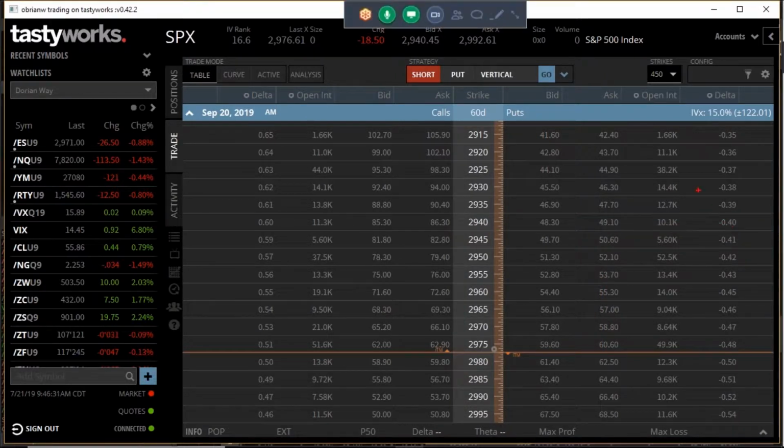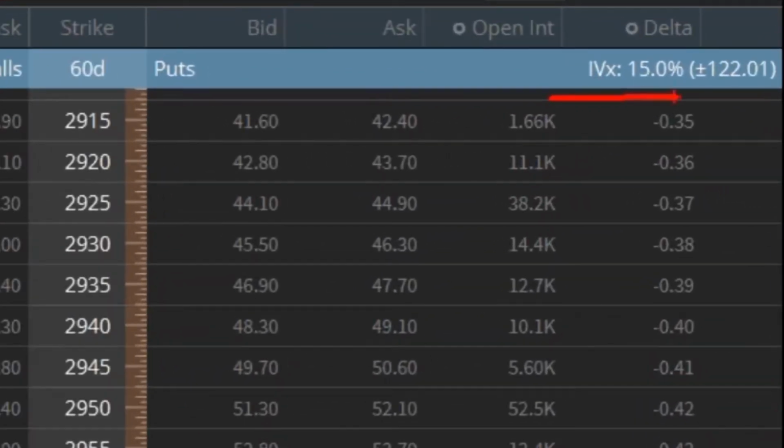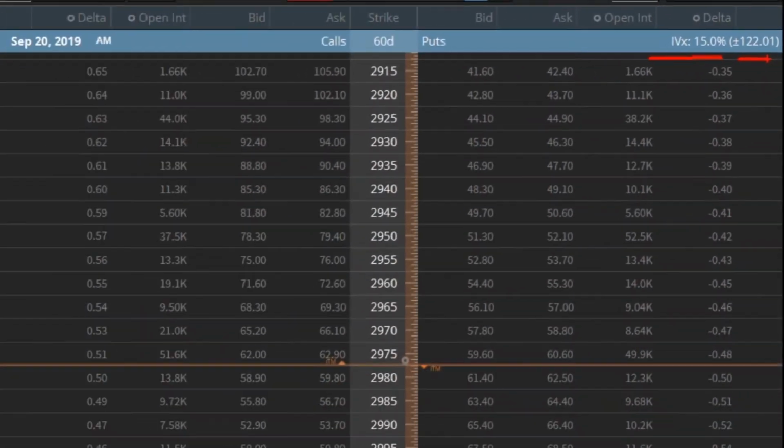On an option chain, you have what is called implied volatility. Implied volatility for this right now is showing 15%, and the expected move is showing plus or minus 122 points. That means right now the market is expecting the SPX to move up 122 points or down 122 points within the expiration period of 60 days. And that's right now. Things can change. Volatility can increase later or it can decrease later. But that is what it is right now. So you can only control what is happening right now.